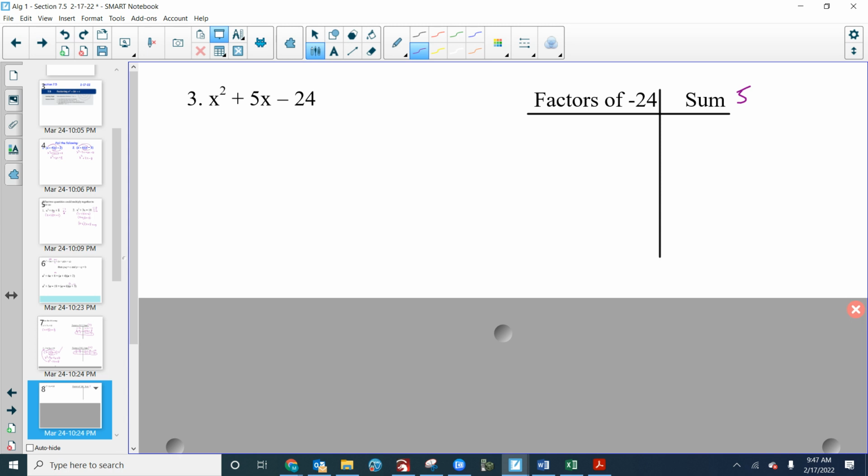Let's see, 1. Now, since my bigger number has to be positive, always start with 1. What's -1 plus 24? Is that my answer? Nope. So keep going.